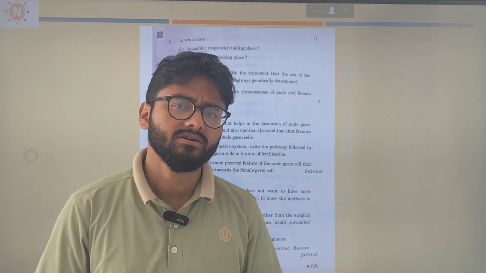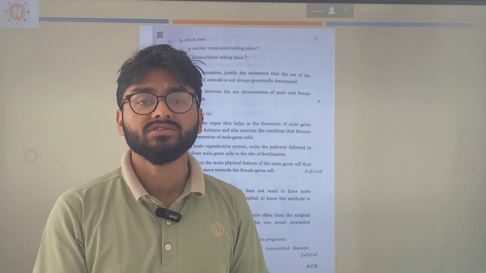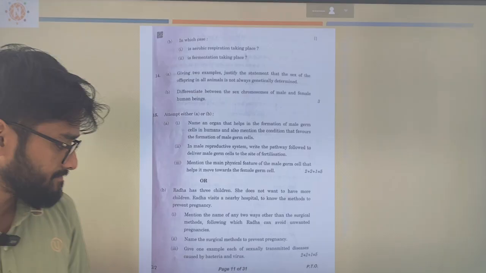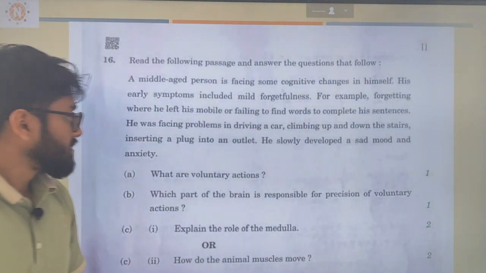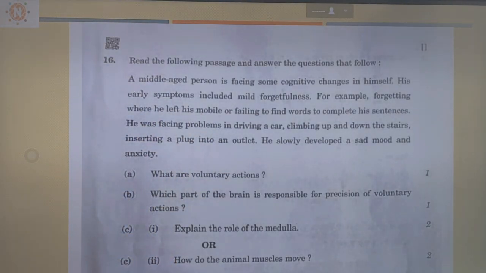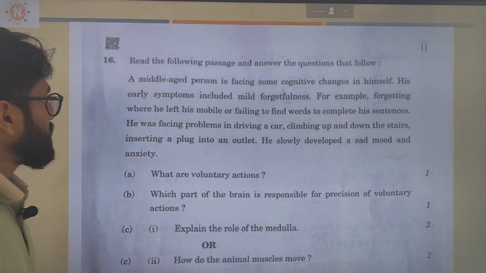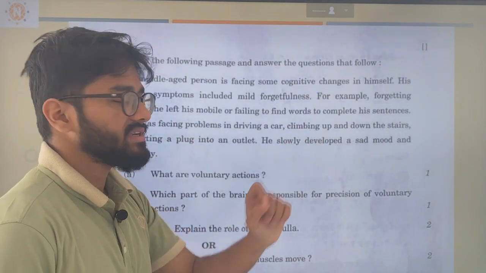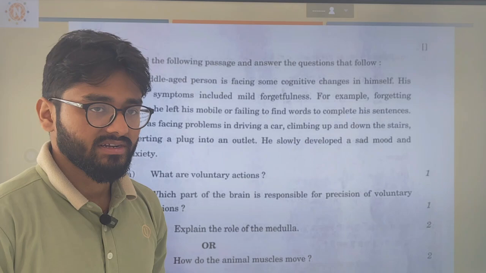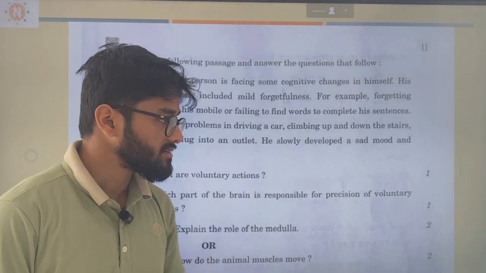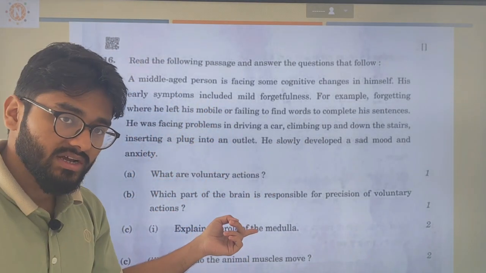Okay, give one example each of a sexually transmitted disease caused by bacteria and virus. Very simple, bacteria causes gonorrhea and virus causes herpes. Okay, last question, please have a read about it. So this excerpt simply states, I'm not going to read the entire excerpt because this is very redundant. None of the questions are actually asked from this.